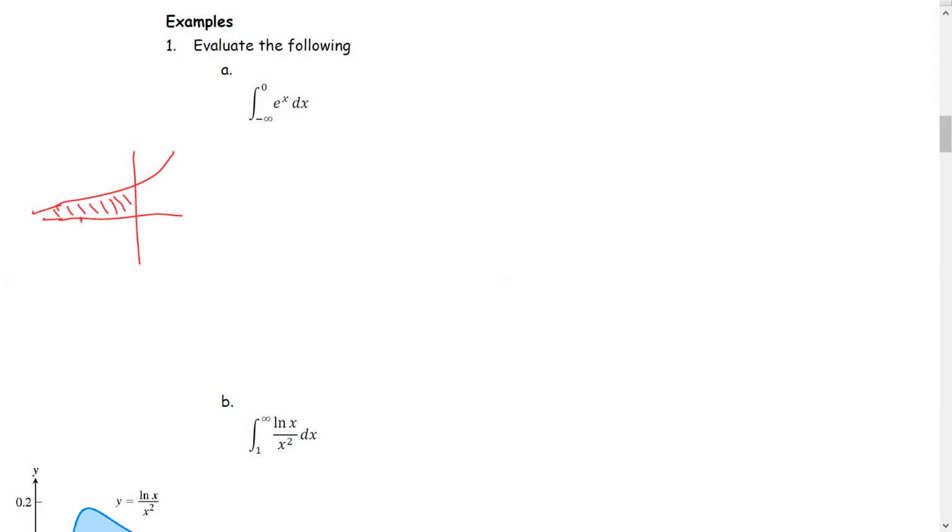So we introduce the notation a and take the limit as a approaches negative infinity to find the value of this improper integral. Now we have the limit of the definite integral from a to 0 as a approaches negative infinity. The integrand is e to the x with respect to x. Next, find the antiderivative of e to the x, which is e to the x. Lower limit a, upper limit 0.